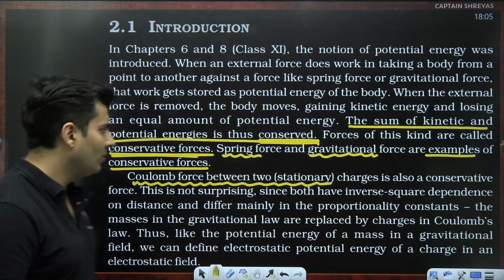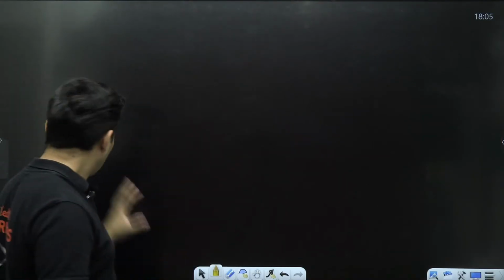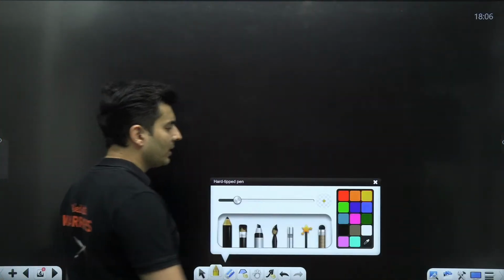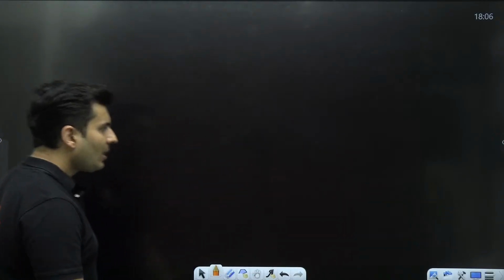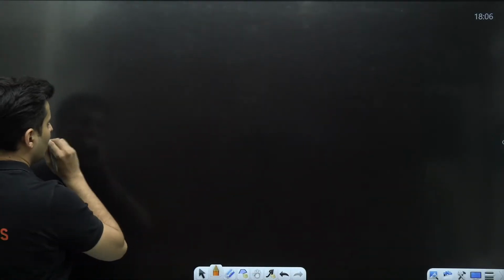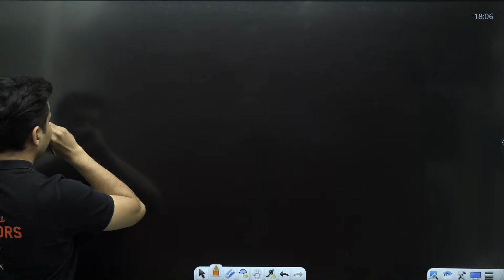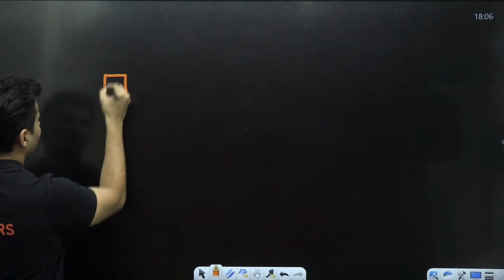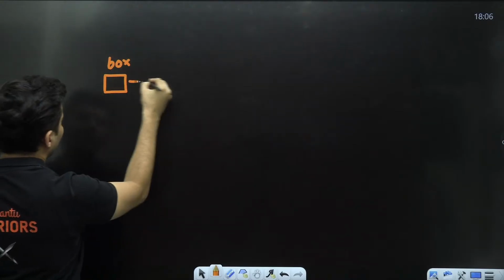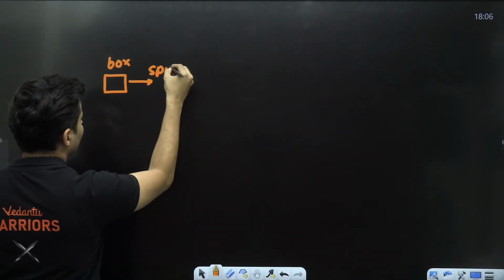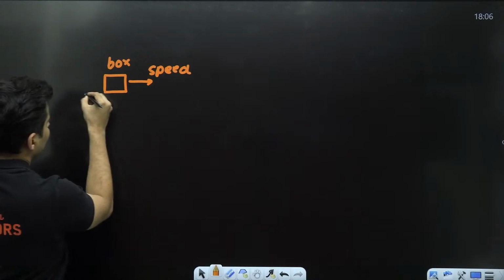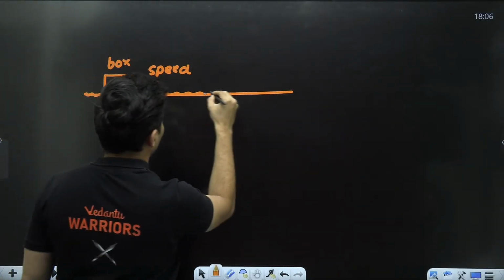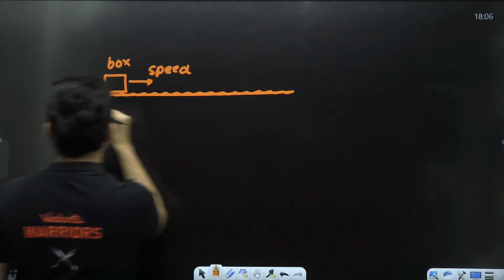Now let's understand what is the meaning of this conservative force. I'll explain this entire thing now. I just marked some important lines over here. See, imagine, say for example, there is a box over here. You have given it a certain speed. And this particular surface is basically rough.